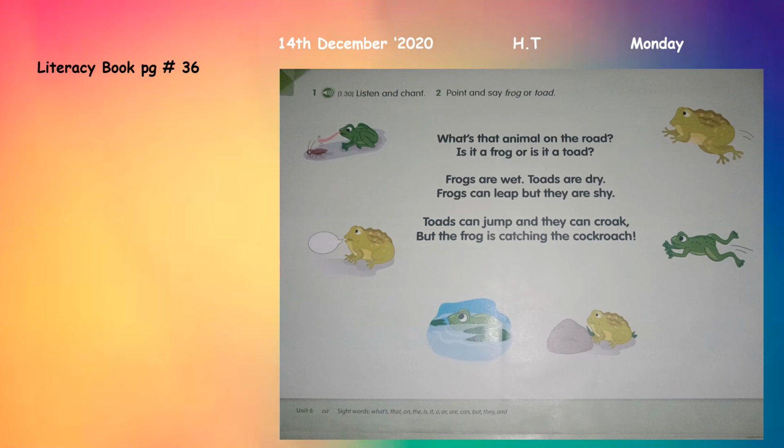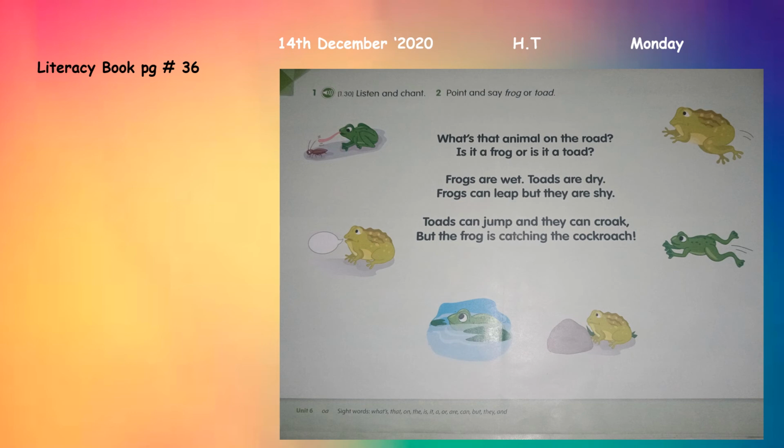Is it a frog? Is it a frog? Or is it a toad? Toad. Question mark. Is it a frog? Or is it a toad? Frogs are wet. Full stop. Frogs are wet.